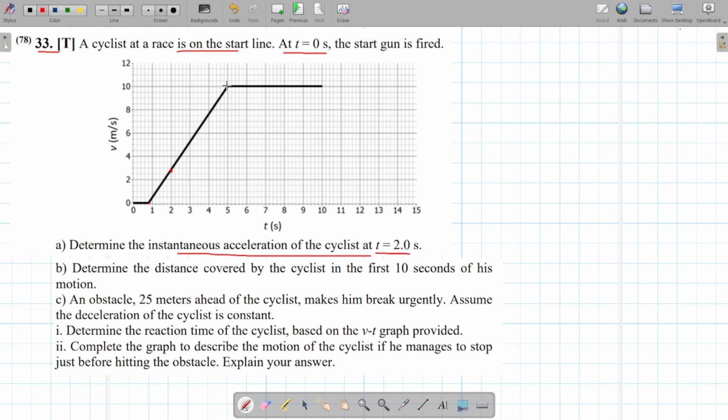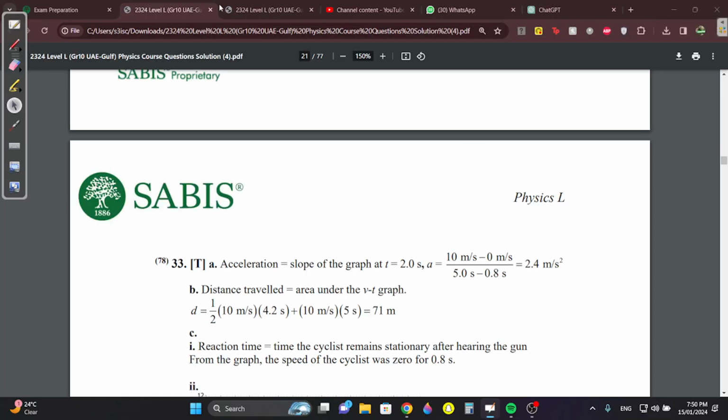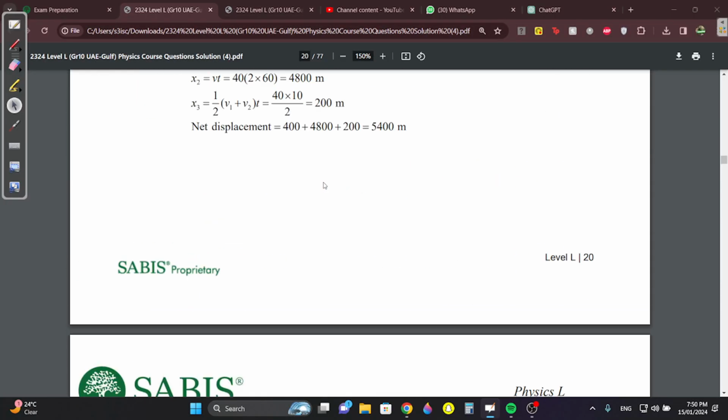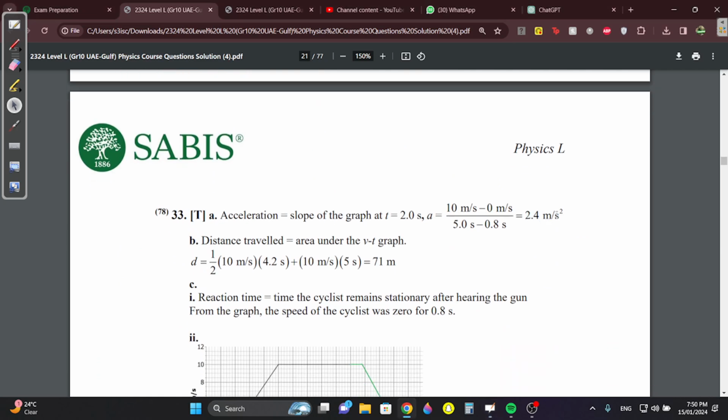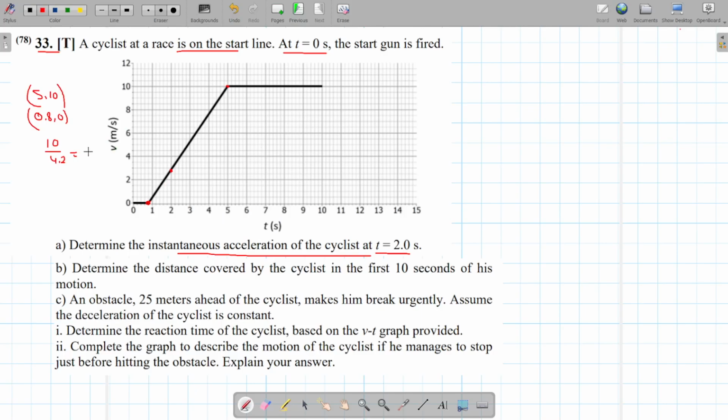Well, since it's a straight line, you can just take the slope of the line. So you can take the slope from point 5 comma 10 to 0.8 comma 0, and you find the slope, which is 10 over 4.2. It's 2.38, which is rounded to 2.4. Okay, that's for part A.